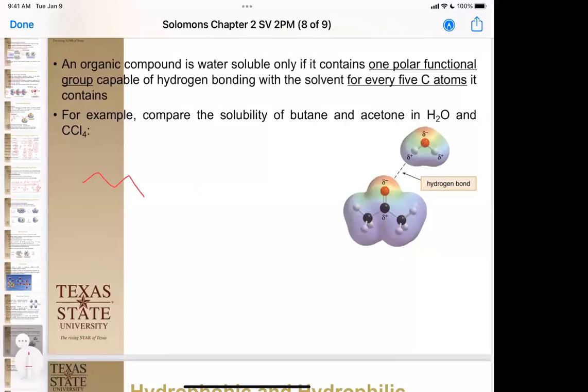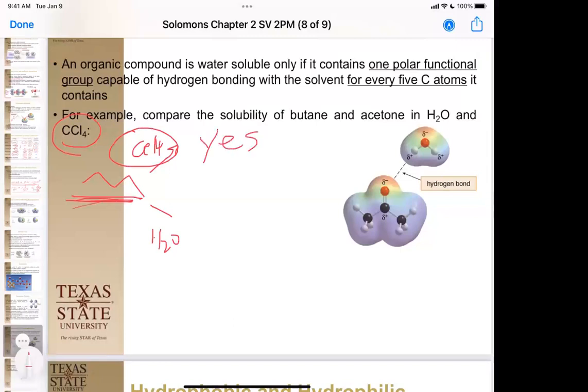It's just induced dipole, right? And so we're going to try to dissolve it in two different things. We're going to try to dissolve it in carbon tetrachloride, and we're going to try to dissolve it in water. CCl4 is non-polar, right? It has polar bonds, but the net molecule itself is non-polar because they all cancel out. So if we have a non-polar compound and a non-polar solvent here, is it going to dissolve? Yes, so we're probably going to dissolve that.